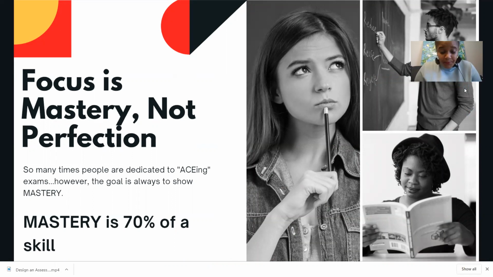See, when we talk about testing, when we talk about assessment, we always tend to see people who are shooting for 100%. They want to ace the test. However, testing and assessments are not created with acing in mind. They are created for mastery. Our goal is to master the skill. Well, when you master a skill, you're actually at 70%. What does that mean?